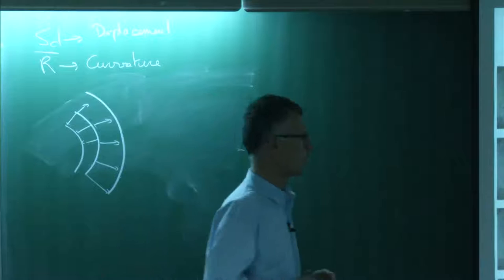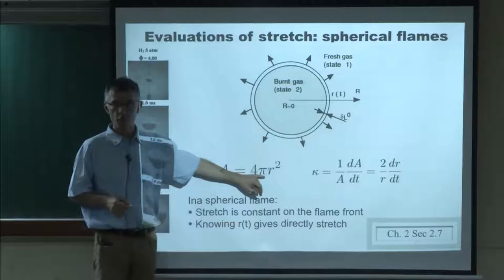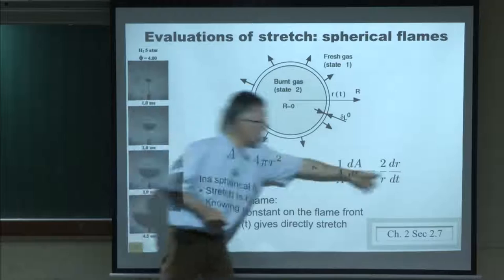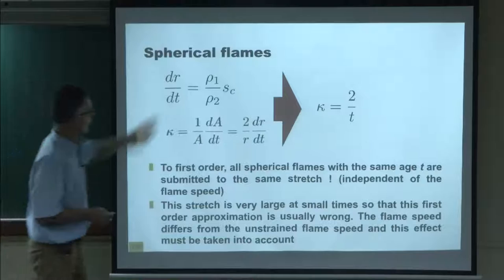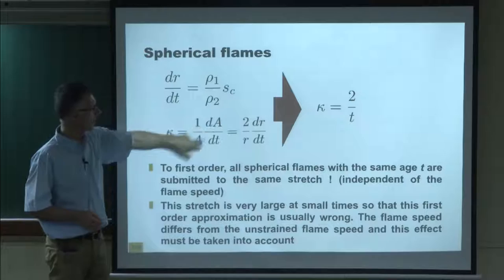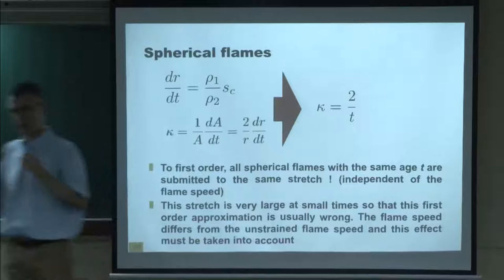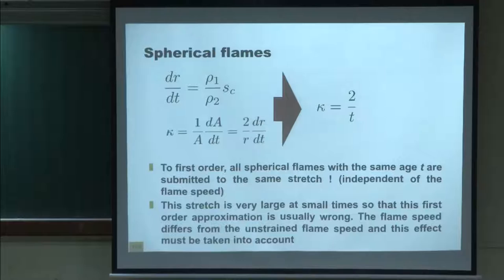If you write just what the surface is, 4 pi r squared, and you compute k, you find that k here is 2 over r dr/dt. Okay? And since you know that to first order dr/dt is linked to the flame speed multiplied by the density ratio, you plug it here, and everything goes away. You're just left with k equal 2 over t. So if you take a spherical flame, its stretch is 2 over t, whatever the flame is.